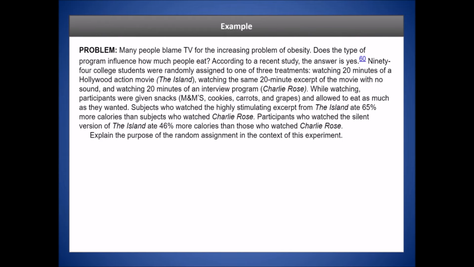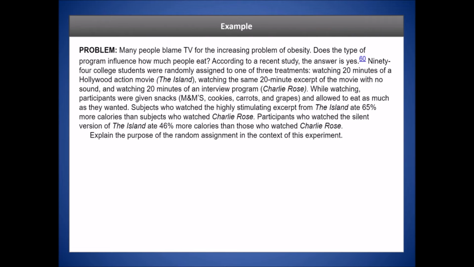All right, so let's look at an example. Many people blame TV for the increasing problem of obesity. Does the type of program influence how much people eat? According to a recent study, the answer is yes. 94 college students were randomly assigned to one of 3 treatments: watching 20 minutes of a Hollywood action movie, watching the same 20-minute excerpt of the movie with no sound, and watching 20 minutes of an interview program. While watching, participants were given snacks and allowed to eat as much as they wanted.